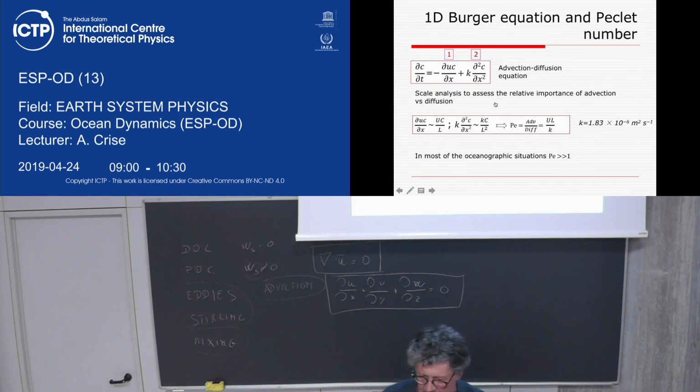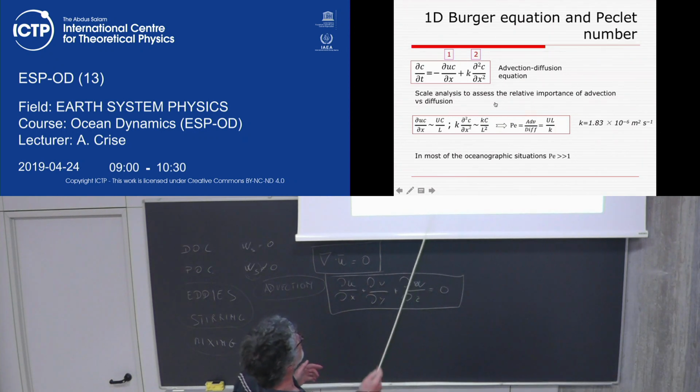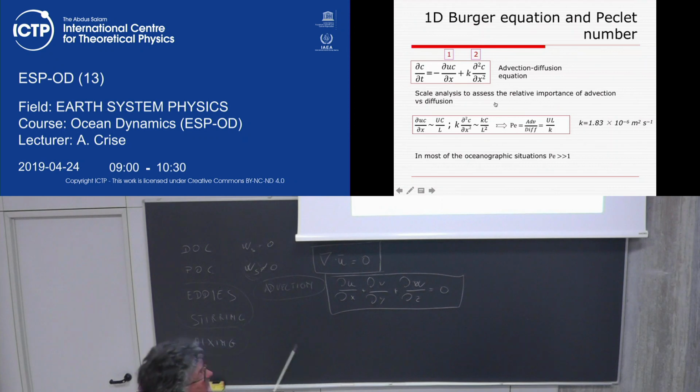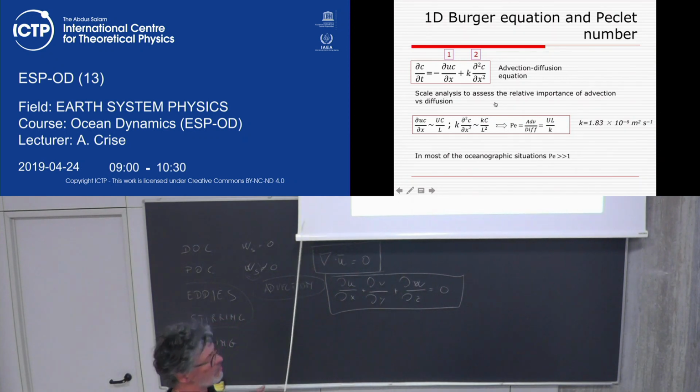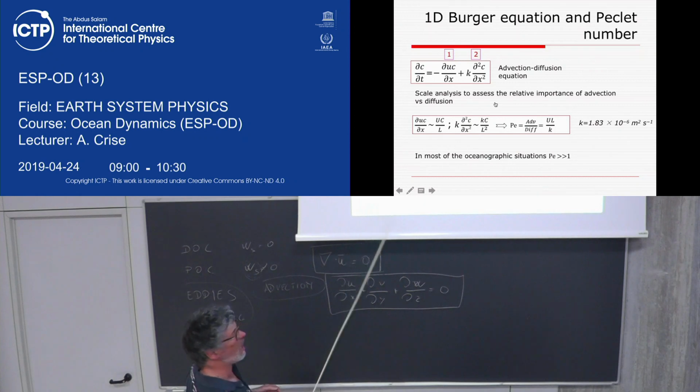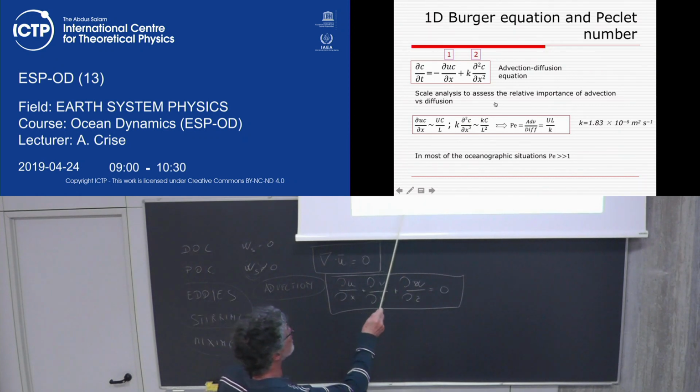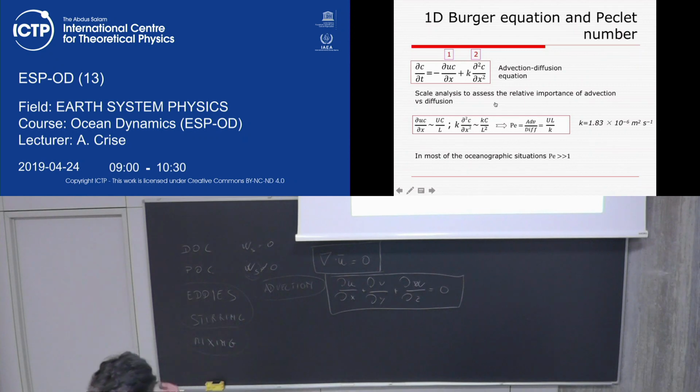In reality, we don't have only diffusion or only advection. Generally, we can have both of them. We can combine the two in a single equation. This is called Burgers equation by engineers generally, or advection-diffusion equation. So the time rate of change of our tracer depends on advective processes and diffusive processes. Both of them can work together.